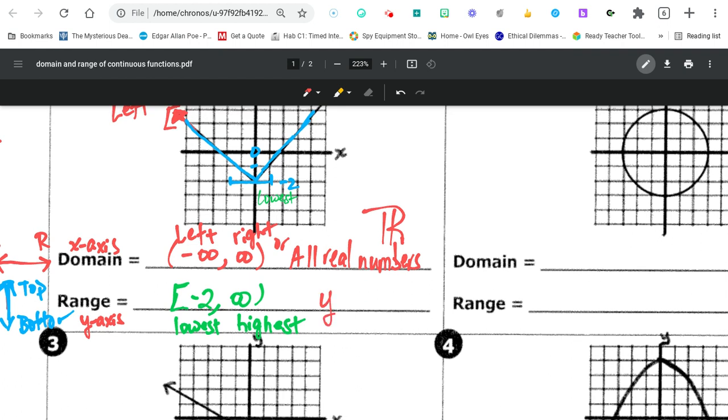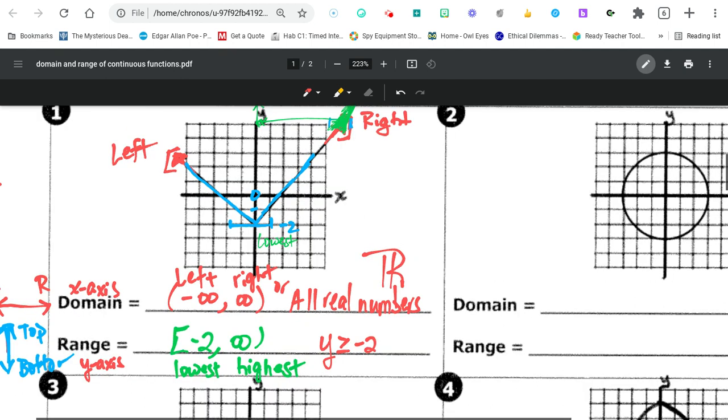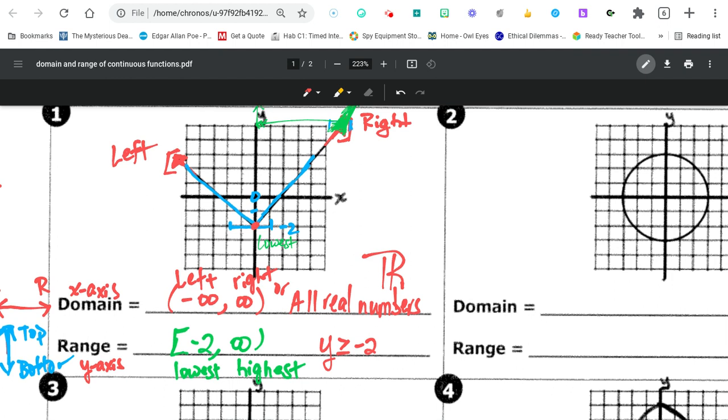You could have put your y values are greater than or equal to -2. Could have written it as an inequality, because all my y's are greater than or equal to -2. If the lowest is at -2 and all the rest of them are greater than or equal to that, then you can just write it in inequality notation. That's called written notation, guys.